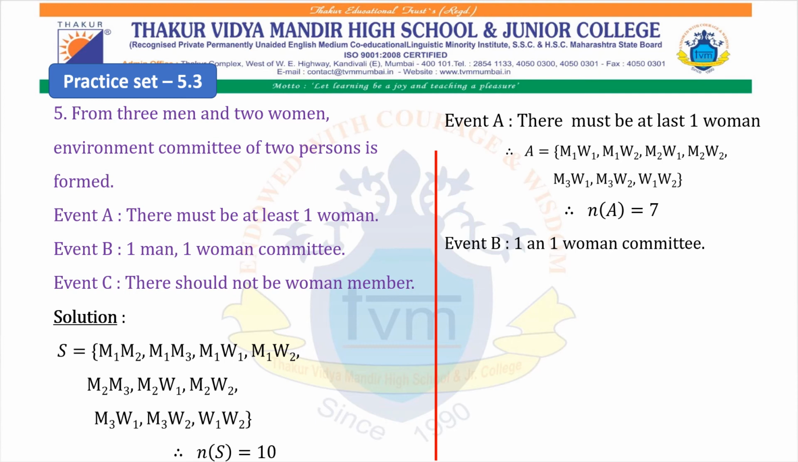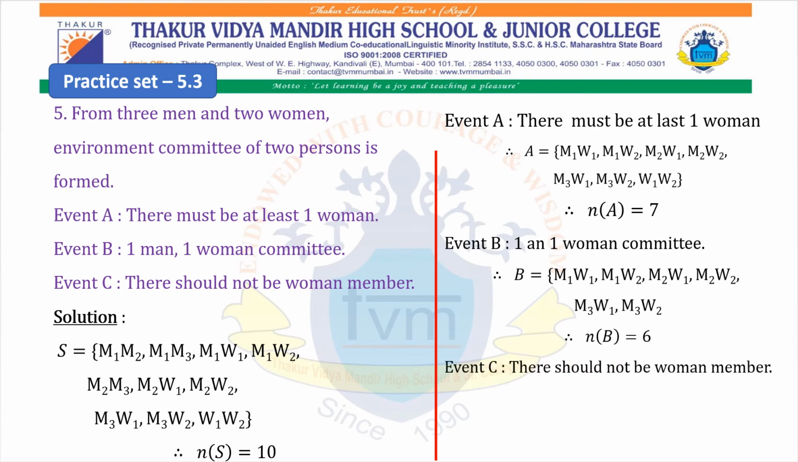Event B, 1 man, 1 woman committee. Therefore, B = {(M1,W1), (M1,W2), (M2,W1), (M2,W2), (M3,W1), (M3,W2)}. Therefore, n(B) = 6. Event C, there should not be any woman member. Therefore, C = {(M1,M2), (M1,M3), (M2,M3)}. Therefore, n(C) = 3.